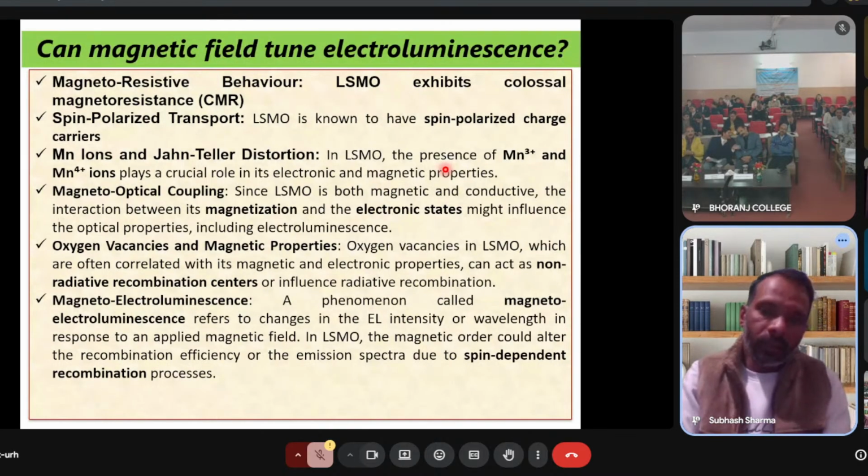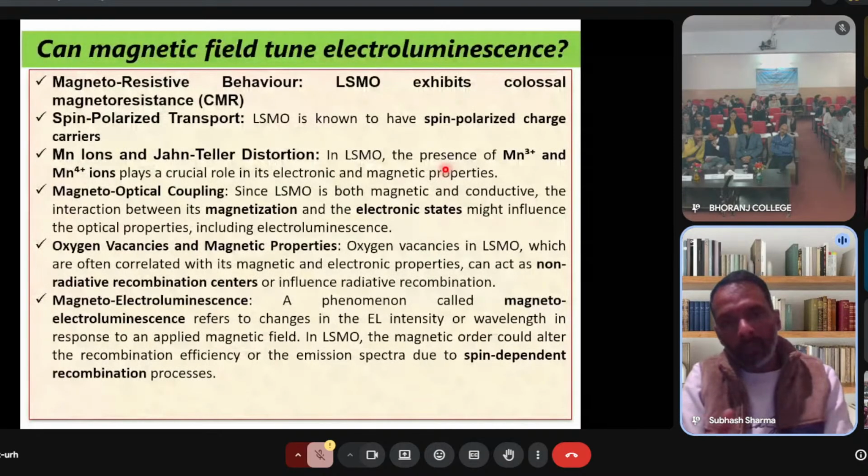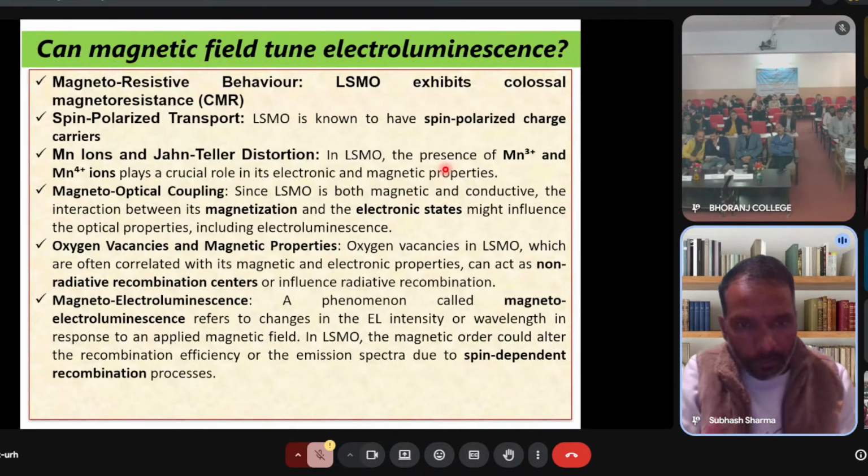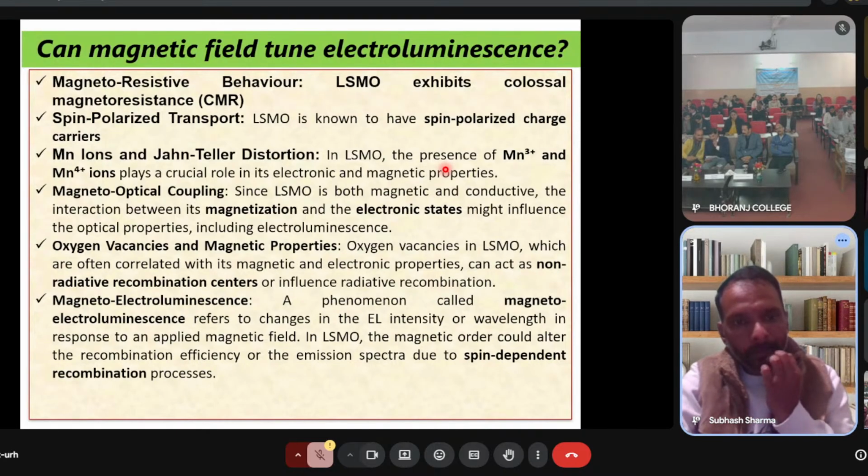Electroluminescence is just rearrangement of electrons in your materials, right? So you're applying an electric field, and that electric field is pushing the electrons into the valence band. So if a magnetic field is changing that distribution of electrons, what do you expect? Can the magnetic field change the electroluminescence response, yes or no?